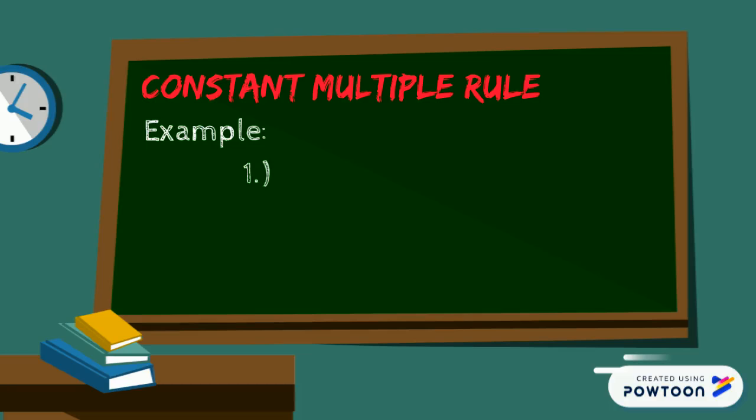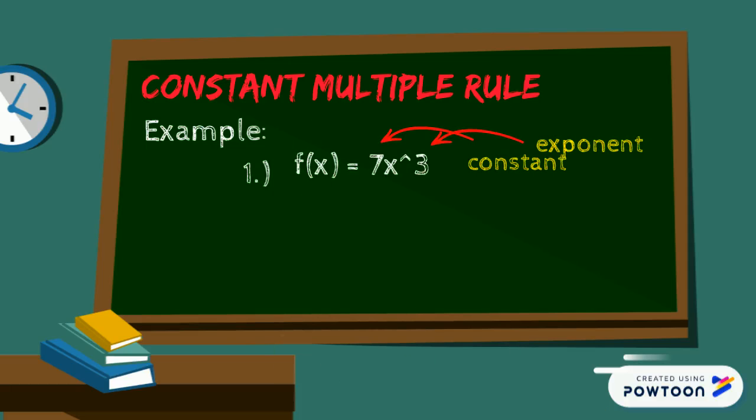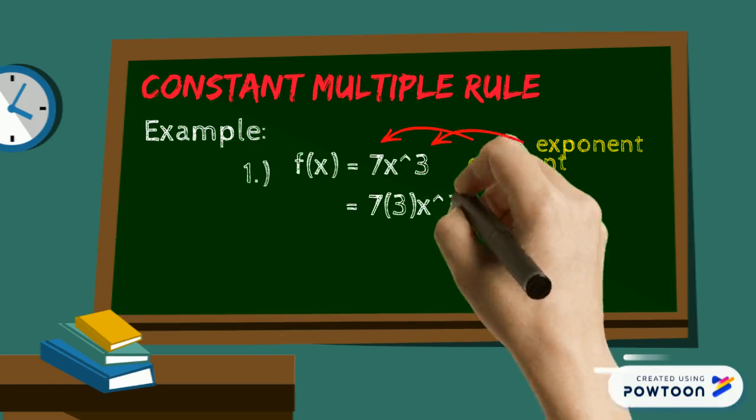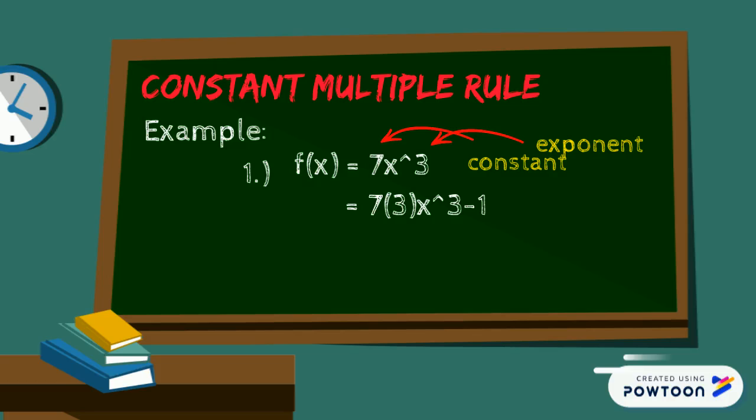Let's have an example. Let f of x be 7x cubed. 7 is the constant, or c. Take the exponent 3 and multiply it by the constant, which is 7, and then subtract the exponent 3 by 1 according to power rule. Therefore, f prime of x is equal to 21x squared.